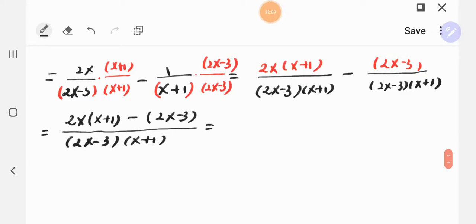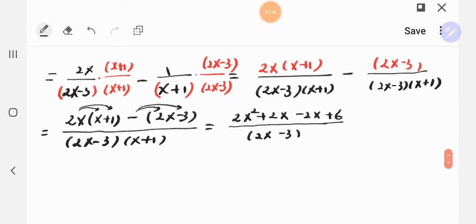Okay, and then simplify the numerator. So when you simplify, use the distribution property. So that will be 2x squared plus 2x. Distribute, right? And then even this one, distribute the binomial by the negative. So multiply by negative, so negative 2x, and then plus 6. The denominator is still the same.